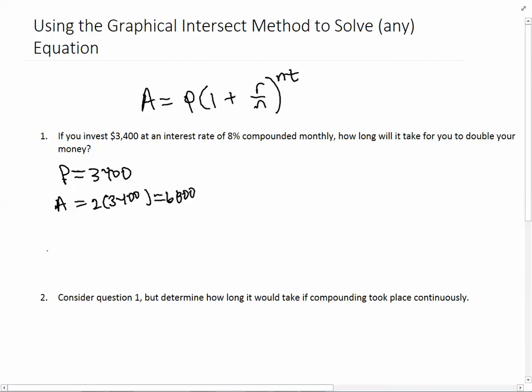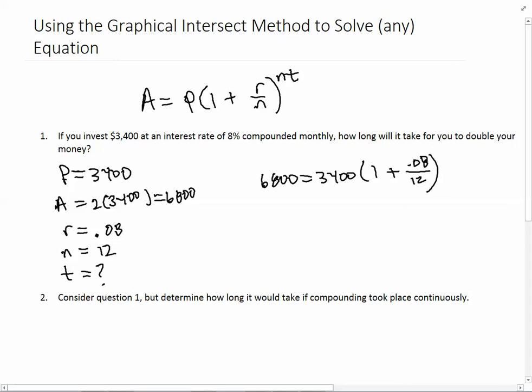I also know that my interest rate is R equals 8%. 8% means 8 per 100, or 8 divided by 100, which is 0.08. N is the number of times interest is going to be compounded throughout the course of 1 year, which is 12. And T is the number of years, which is exactly what is unknown here. So the equation is 6,800 equals 3,400 times (1 plus 0.08 divided by 12) to the 12t power. So t is my unknown.